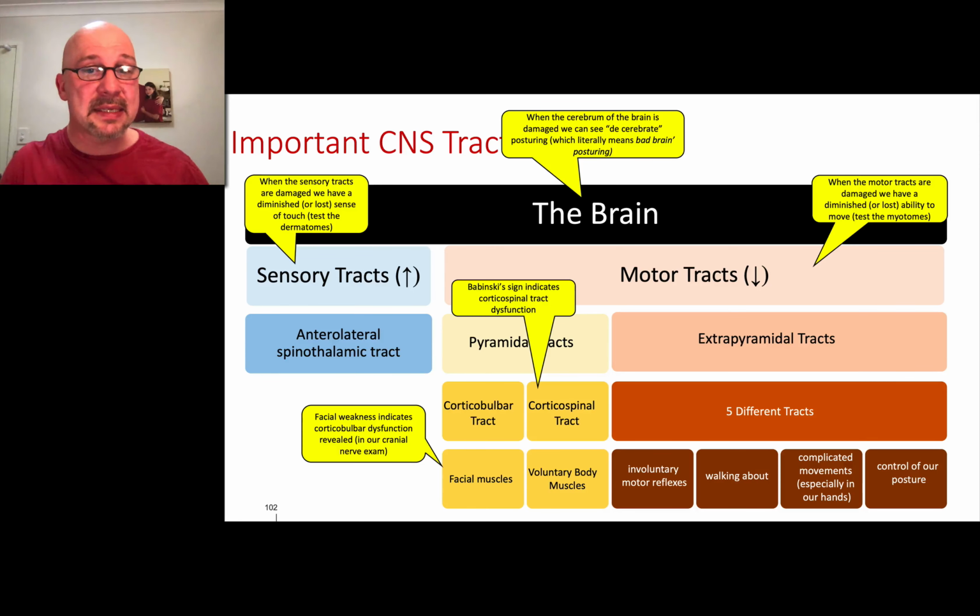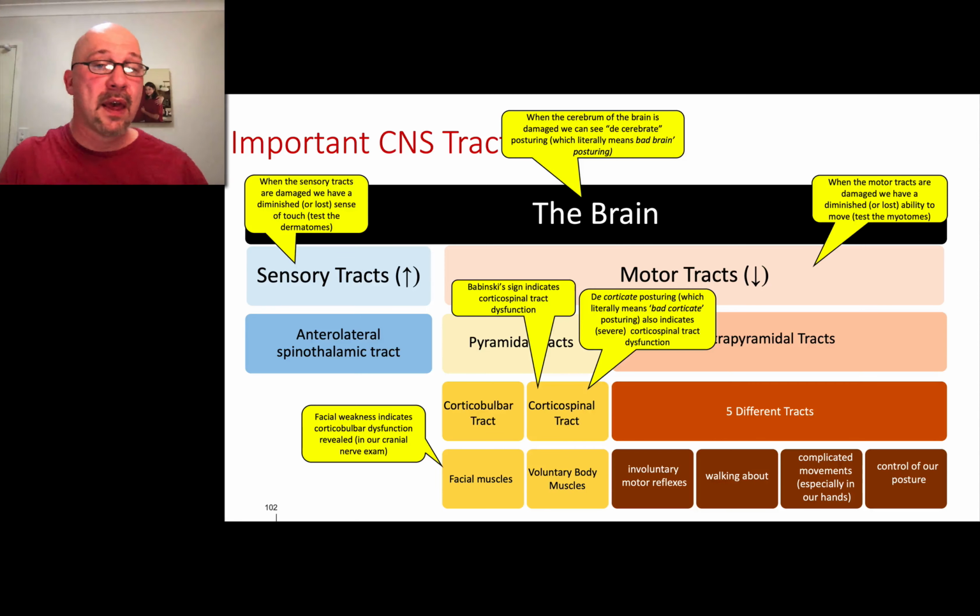The Babinski sign is the corticospinal tract dysfunction, and decorticate posturing, which literally means de, bad, and corticate, the cortical positioning, posturing, also means that we have corticospinal problems. So if I ask you, well, what does Babinski sign mean? Or what does decorticate mean? Then you have an understanding.